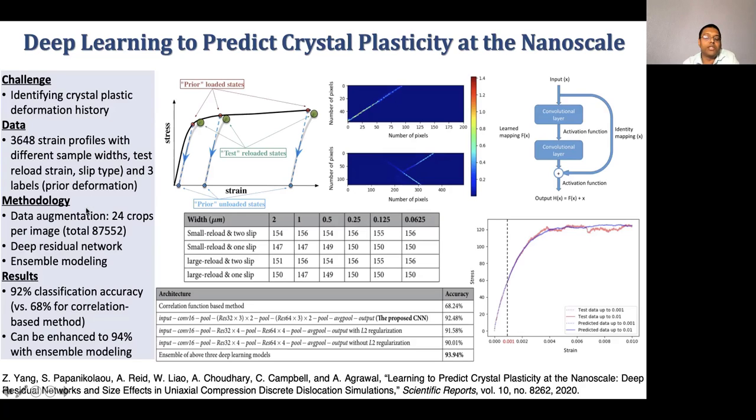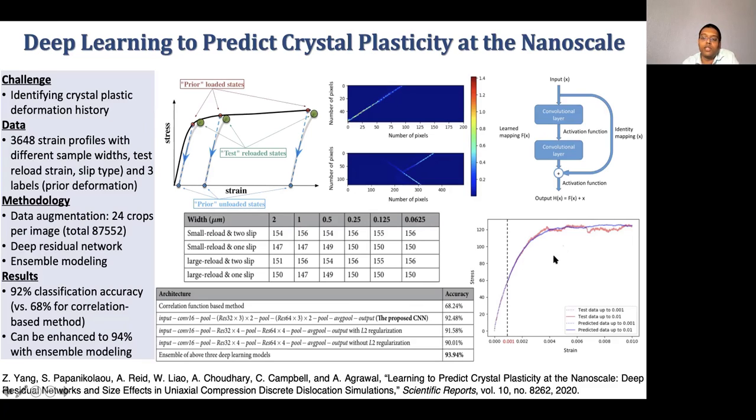First we applied some augmentation to this data because it's too small for deep learning. Then we used residual learning, the same idea of skip connection that I mentioned before. We found that a correlation function based method gave 68% accuracy, which is actually not bad, because it's a three class problem, so a random guess will only give you 33% accuracy. This correlation based baseline is 68%, which is quite good. But the deep learning model can help us achieve almost 92% accuracy. And if we combine the top models using ensemble modeling, we can further bump the accuracy to almost 94%, which is significantly better.